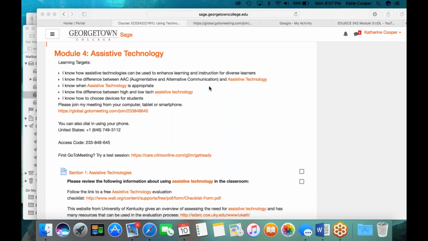Okay, yeah. So high tech would be something that would have a dynamic display, more like an iPad or a Dynavox or something like that, where low tech is something like a single switch, a picture symbol. Low tech can be as simple as a pencil grip that a student would use. It's not necessarily technology, but it's still considered an assistive technology kind of thing.